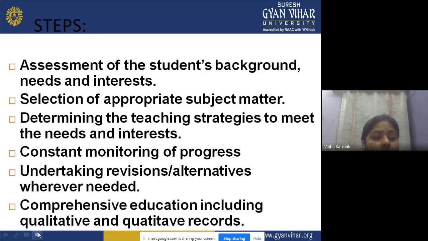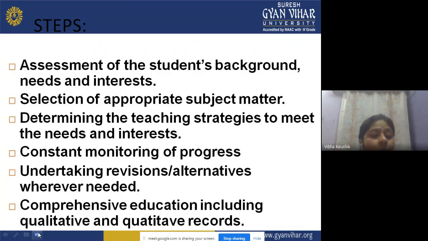Now the second one is selection of appropriate subject matter. Selection of appropriate subject matter, the content which the teacher is going to teach. The teacher has to select that this subject matter is appropriate for the students. The third one is determining the teaching strategies. Determining the teaching strategies, the teaching techniques. Determine, identify the teaching strategies to meet the needs and interests.